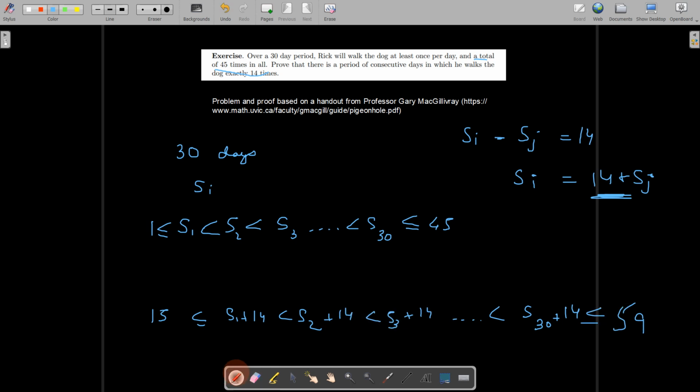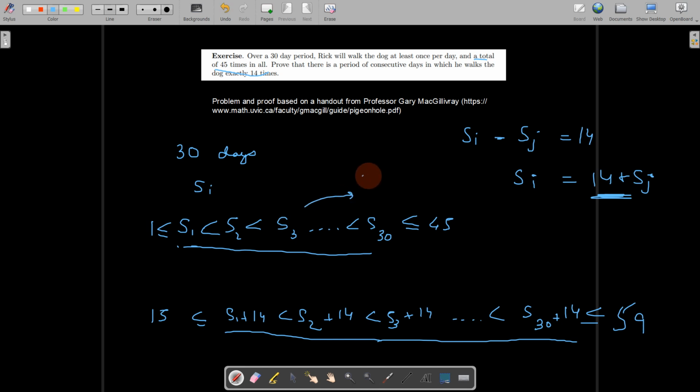So we have two series over here. Look, this S1, S2, and so on till S30, and S1 plus 14, S2 plus 14, and so on till S30 plus 14. What I need to show is how many terms we have. We have 30 terms in this series and 30 terms in this series, so in total we have 60 terms. The values of these two combined series can take any value from 1 to 59.